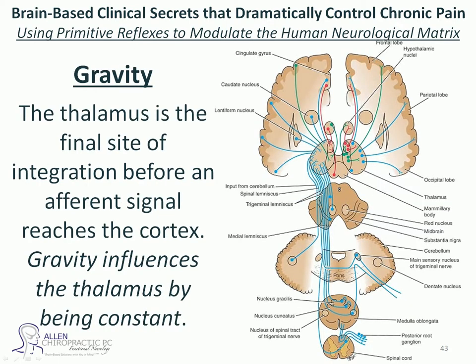The thalamus is the final state of integration before an afferent signal reaches the cortex. Gravity influences the thalamus through the receptor signals, the highly sensitive 1A afferents, and that modulates thalamic influence, but it's gravity that influences the thalamus by being constant.